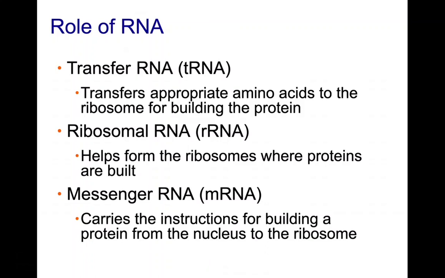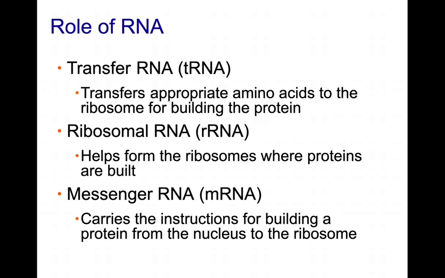We do have multiple types of RNA in the cell that play several different roles. Transfer RNAs or tRNAs are involved with transferring the appropriate amino acid to the ribosome for building a protein. When you have your amino acids, they are going to have tRNAs attached to them. That's what the ribosome looks at to see, does this one match up? Do I have the correct amino acid?